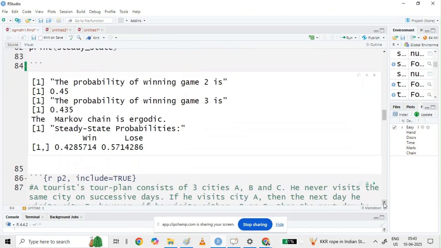Running this chunk gives us this result. The chance that he wins game 2 is 0.45. The chance that he wins game 3 is 0.435. The code finds out that the Markov chain is ergodic, and the steady state probabilities for winning are 0.4285 and for losing is 0.5714. That completes this part of the code.